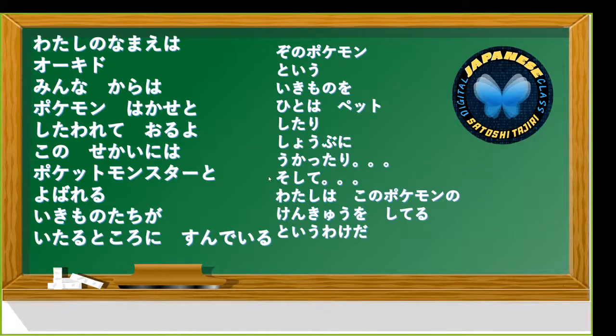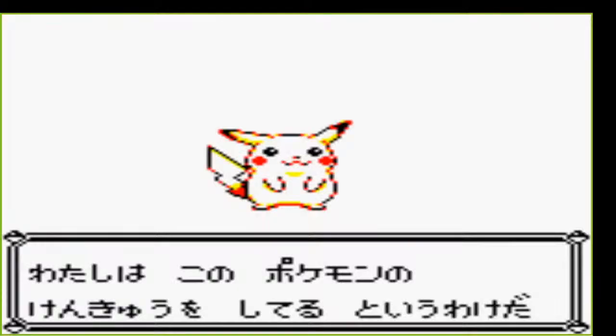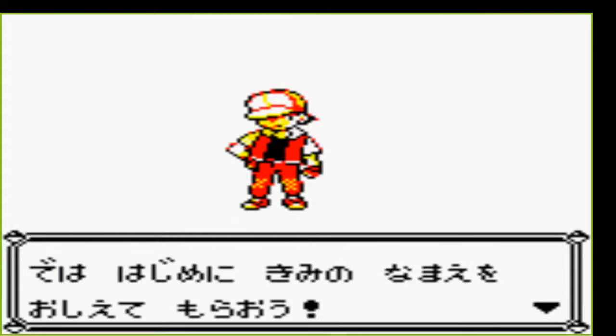Then additionally, soshite, it means additionally. Watashi wa kono Pokemon no kenkyū o shiteru. So we're saying here that I do it for the Pokemon. So this Pokemon, I do it for the research. Okay, so this is the context of how he says it. Now let's go to this one. Okay, how to read this one? Okay, send your answer in chat.